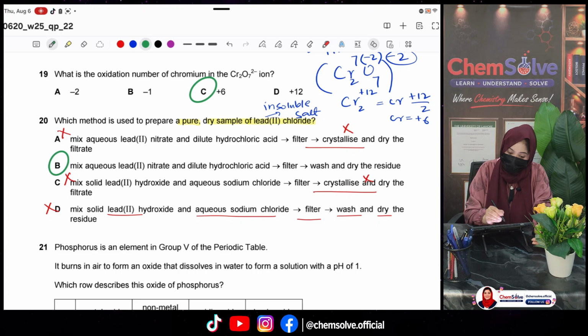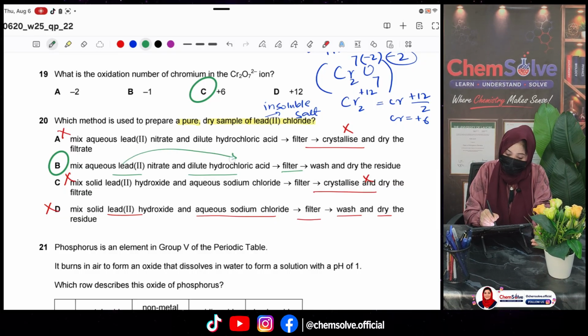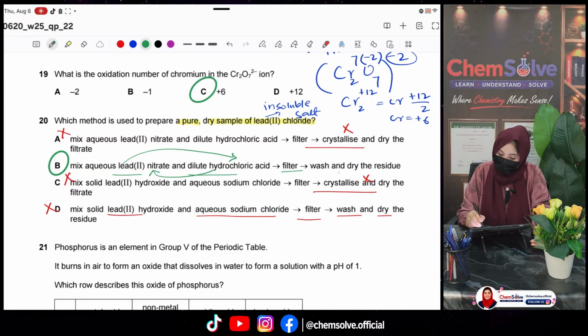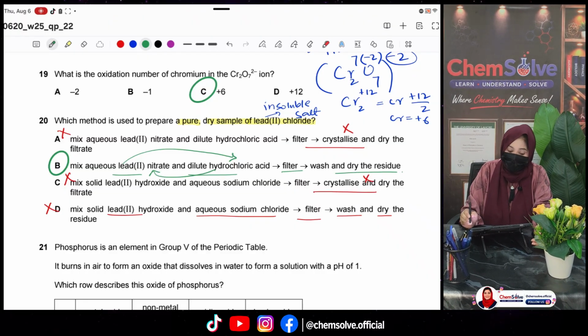We have to mix lead nitrate and hydrochloric acid, then we filter. It will form lead chloride and HNO3. Dry the crystals. Yes. So B is the correct option for that.